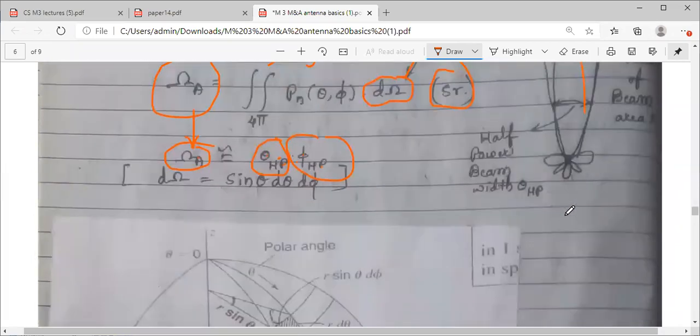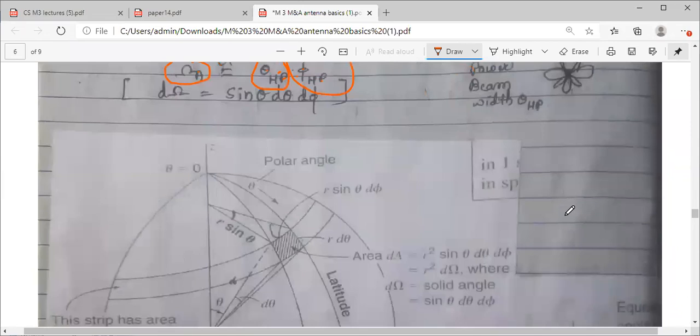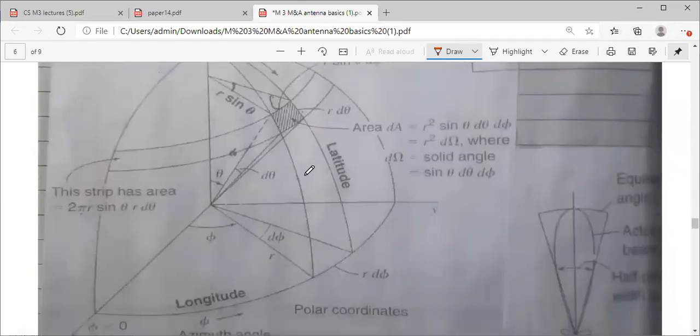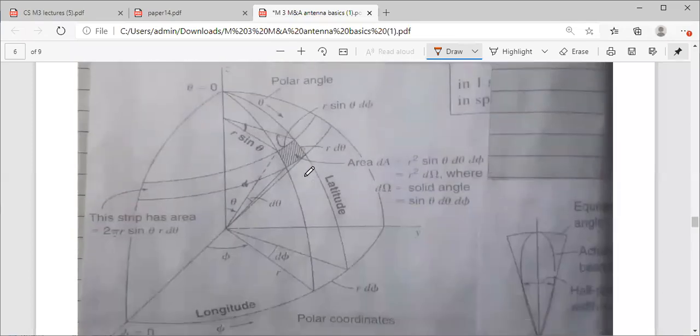I have drawn this structure here. I'll explain it to you. This figure is giving you the details of the spherical coordinate system. You can see this angle is phi. This direction is theta. Here, this is the theta direction.